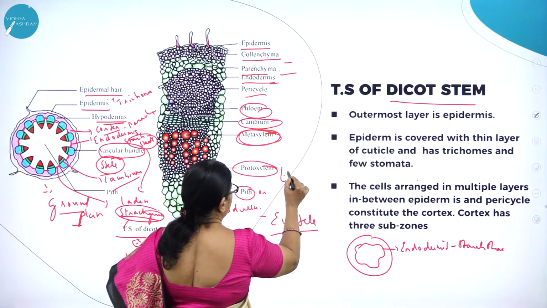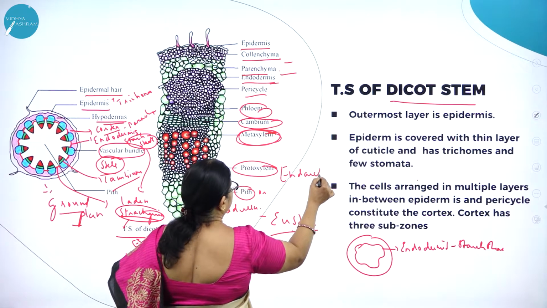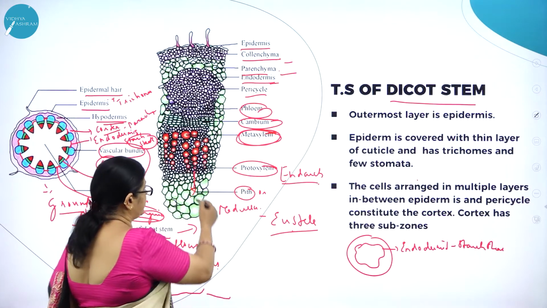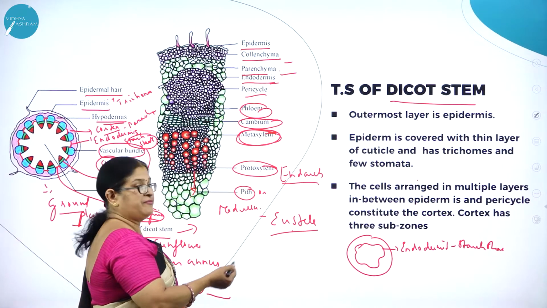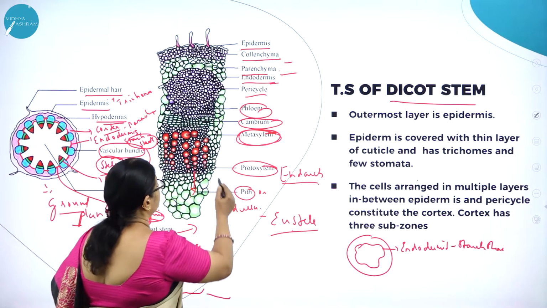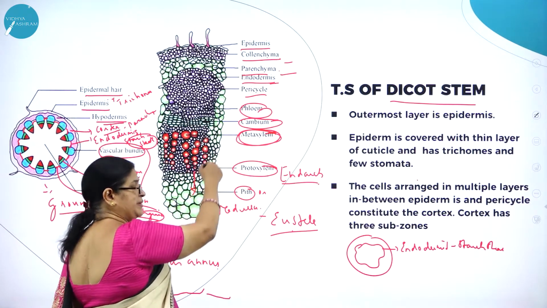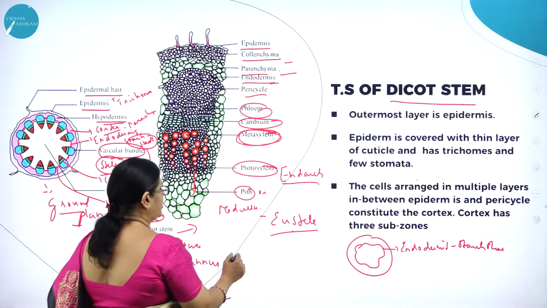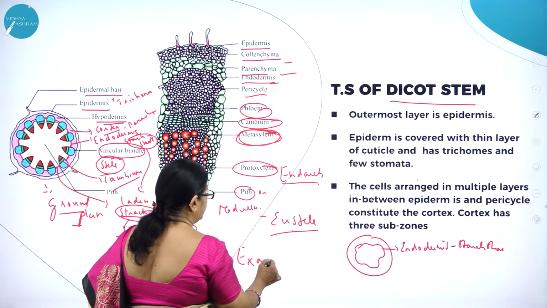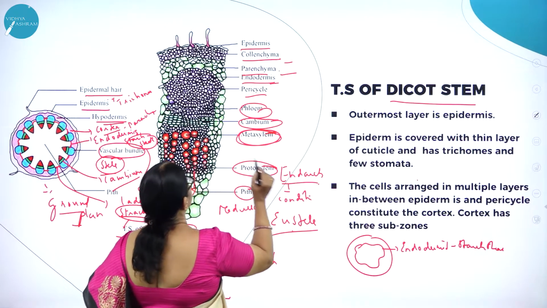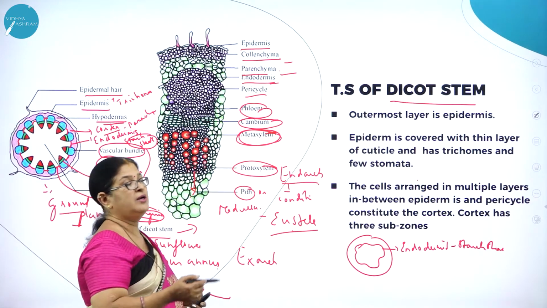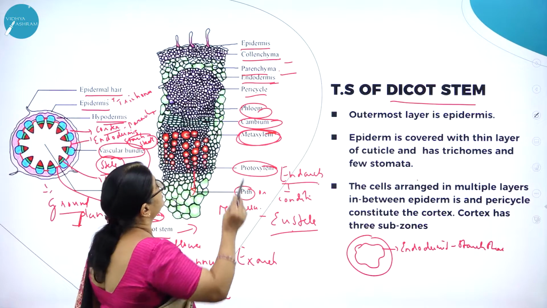So it is called endarch. It is called endarch because protoxylem is towards the pith, metaxylem is towards the endodermis. For example, if it is vice versa, protoxylem is towards the endodermis and metaxylem is below, it will be called as what? Exarch condition. Here it is endarch condition. So what are the very important parts of TS of Dicot stem?